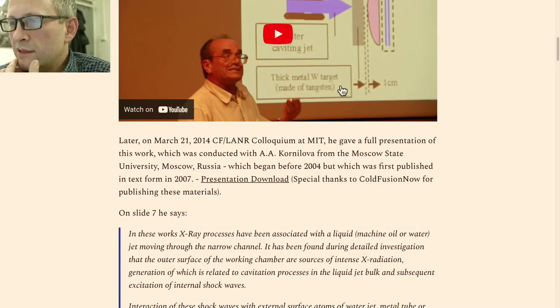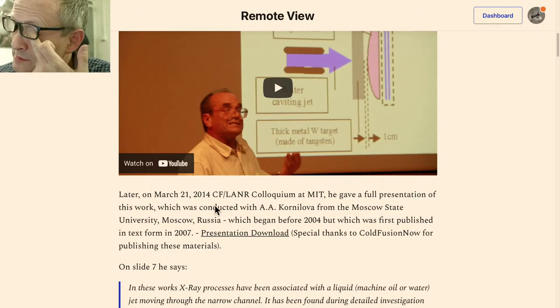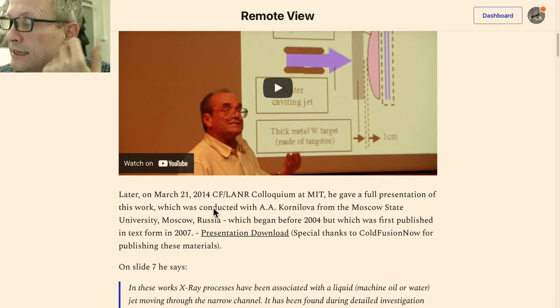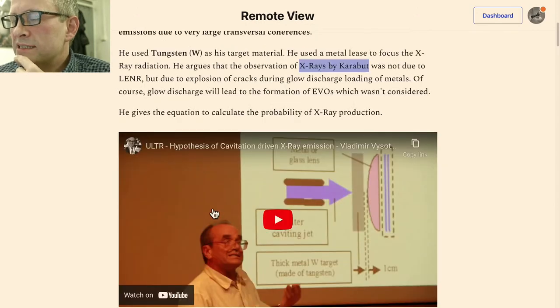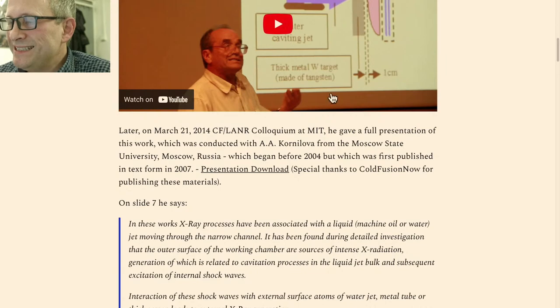But the first time that the community was really made aware of this was at ICCF 18 at Missouri University in Missouri. And I happened to be party to looking at Vladimir's poster session. It was so interesting that they asked him to do a late night presentation of the rough concepts of that, which he did.